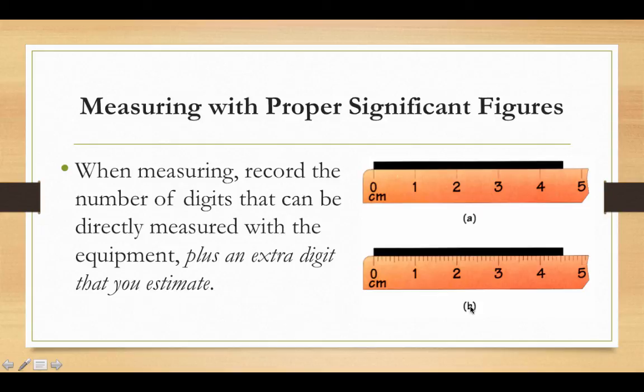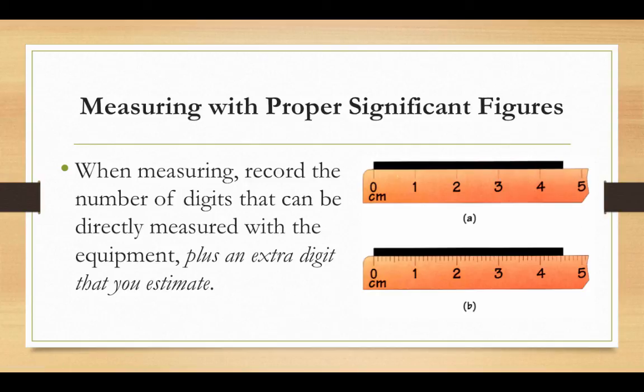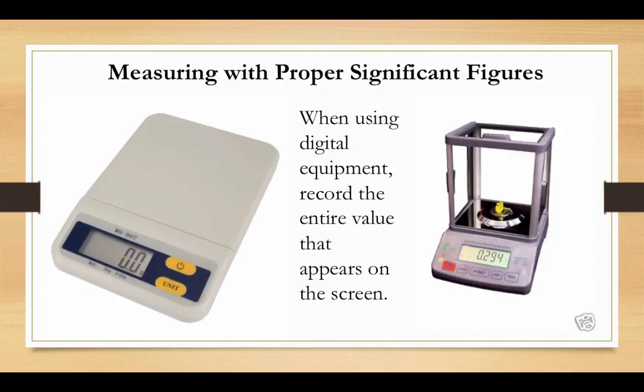If I look at ruler B down here at the bottom, I have my same brown bar, but now my ruler has more graduations on it. It not only shows centimeters, it also shows millimeters. So now I know that the brown bar is between 4.5 and 4.6 centimeters. So now I can say it's 4.55 centimeters or 4.56 centimeters. And my estimated value is now the hundredth place because my ruler got more precise. If I'm using digital equipment, I simply need to record the exact value that appears on the screen.